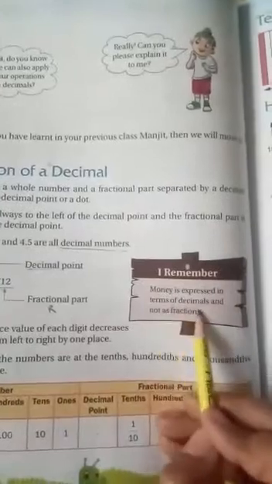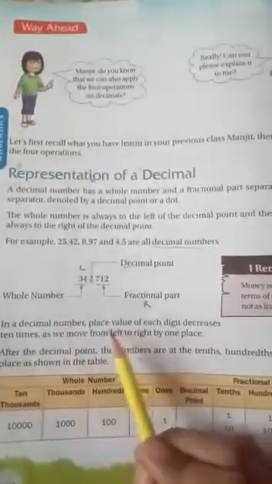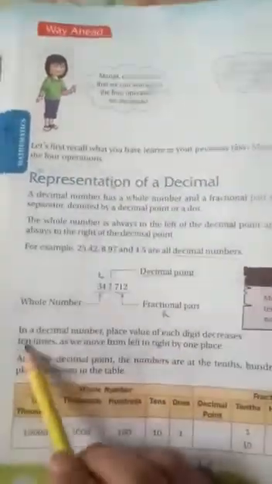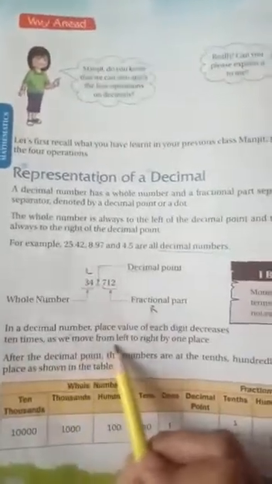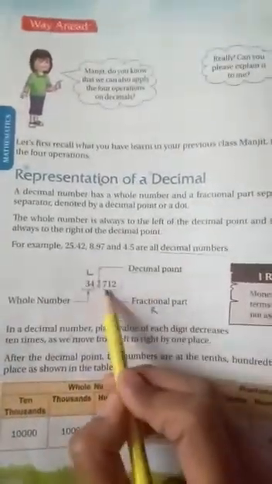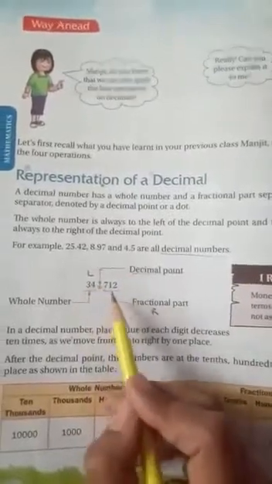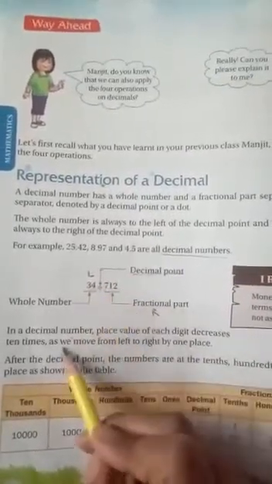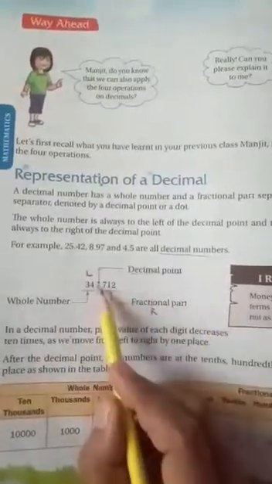Now money is expressed in terms of decimals and not as fractions. In a decimal number, the place value of each digit decreases 10 times as we move from left to right by 1 place. Here in a decimal number, the place value of each digit decreases 10 times as we move from left to right. This is left and this is right, this way, by 1 place. After the decimal point, the numbers are at the tenths, hundredths and thousandths place as shown in the table. See, this is the table which you need to learn by heart or which you need to understand thoroughly.